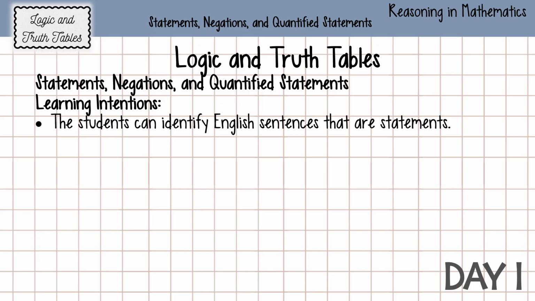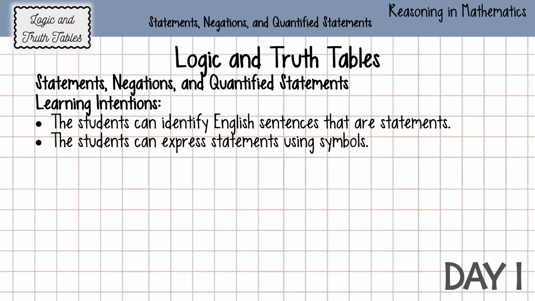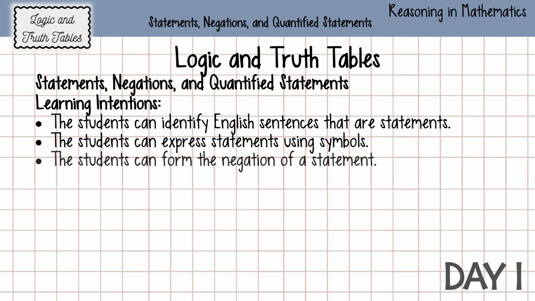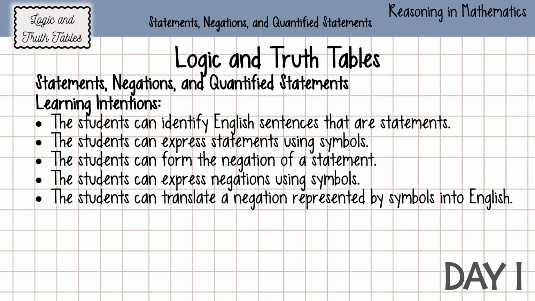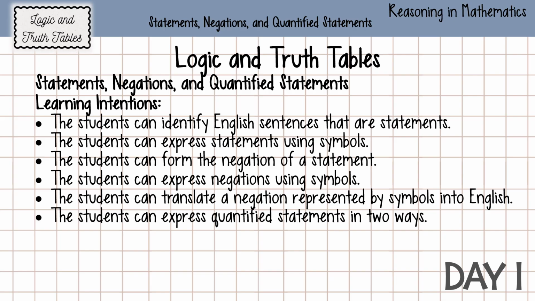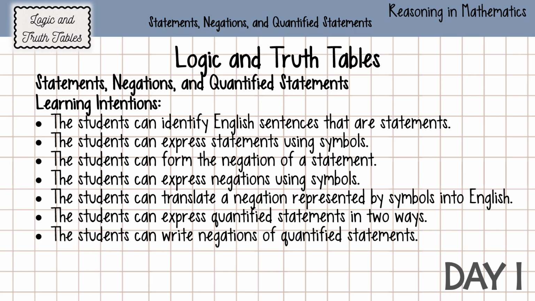The students can identify English sentences that are statements. The student can express statements using symbols. The students can form the negation of a statement. Students can express negations using symbols. The students can translate a negation represented by symbols into English. And students can express quantified statements in two ways. The students can write negations of quantified statements. Let's go.